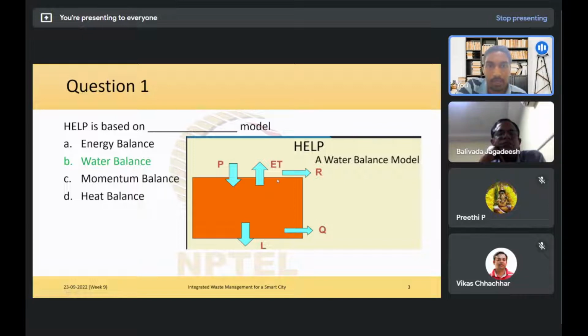So when we collect data about all these different components and do a balancing, we will be able to estimate how much leachate will be coming out of this, right? So this estimate is necessary so that we will be able to design our leachate collection system for the landfill, right? So that is what the HELP model is based on. It's a water balance model. Okay. Any questions?